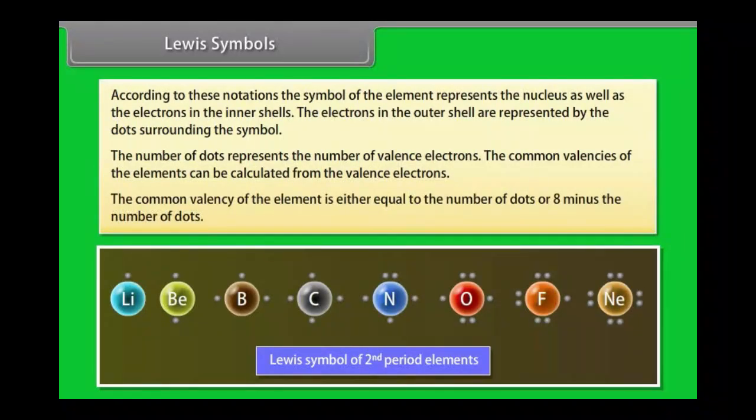The common valency of the element is either equal to the number of dots or 8 minus the number of dots. For example, the common valencies of lithium, beryllium, boron and carbon are 1, 2, 3 and 4 respectively, while those of nitrogen, oxygen, fluorine and neon are 8 minus the number of dots, that is 3, 2, 1 and 0 respectively.